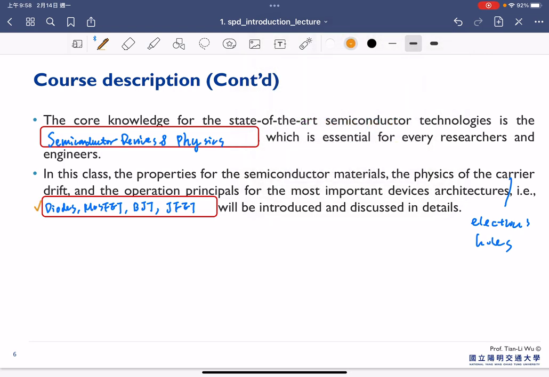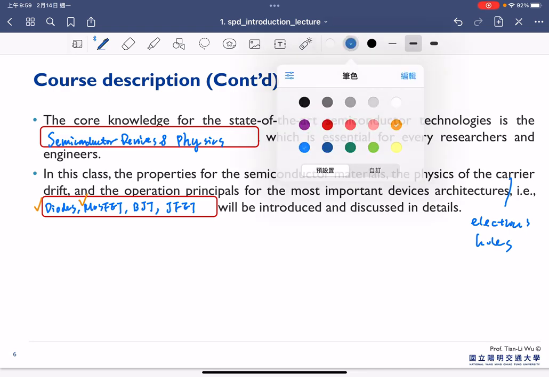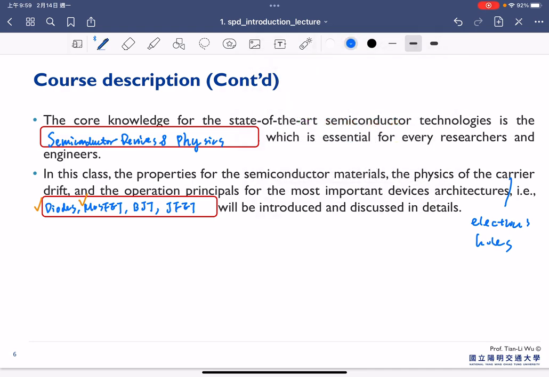So the diode and the MOSFET. We will pay a lot of attention to these, because this is actually the fundamental block for every device. Even if you are working on FinFET or 2D or whatever, or power devices, the basic fundamental part is still related to the diode and the MOSFET here. So here I give some typical idea of how the diode looks.